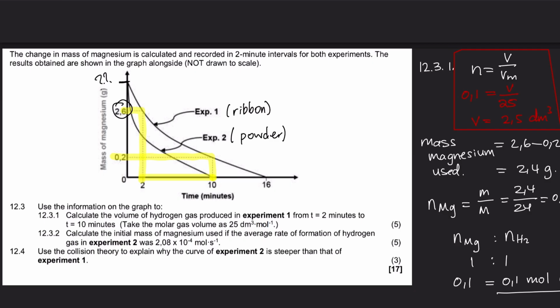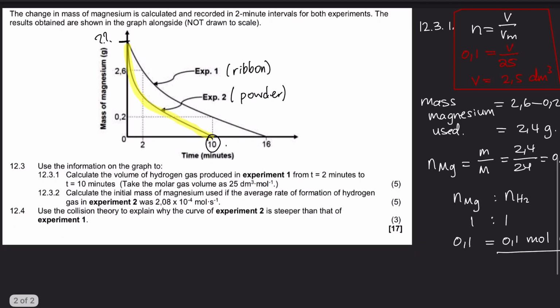Okay, now let's focus on reaction 2 since that's what they are talking about. So let's highlight this. So for reaction 2, or experiment 2 rather, we know that it took 10 minutes. We don't know any other information from the graph because the information that was given was for experiment 1. So we can start with that.